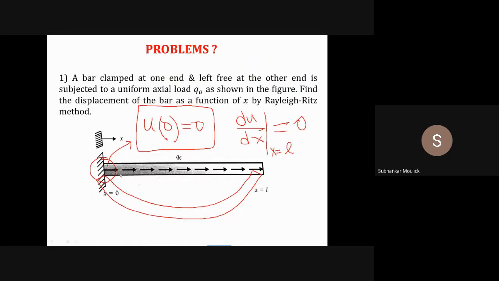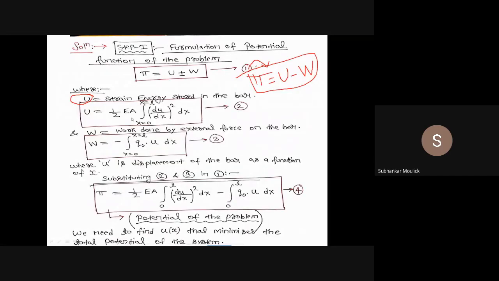If you see in the given question, the domain varies from x equal to 0 to x equal to L. So the lower limit is 0 and the upper limit is L. U equal to half EA integral of du over dx whole square into dx. Equation number 2. Is it clear? Sir, clear. Okay.